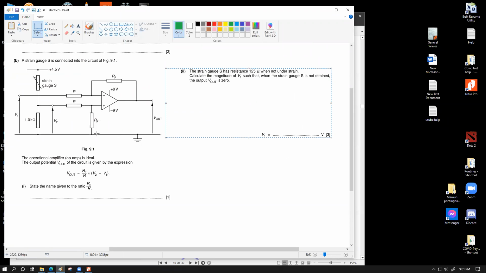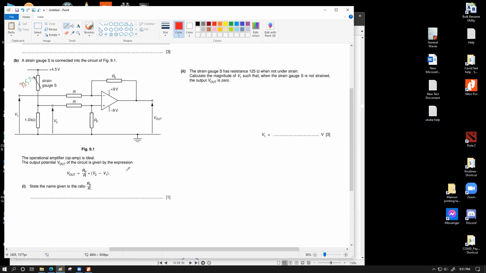Is the circuit visible to everyone? Yes, sir. Okay, so look here, it says the strain gauge has a resistance of 125 ohm when not under strain. So for the time being we are just setting the resistance to 125 ohm. Red is better. Calculate the magnitude of V1 such that when the strain gauge is not strained, I mean when there is a resistance of 125 ohm, the output Vout is 0.